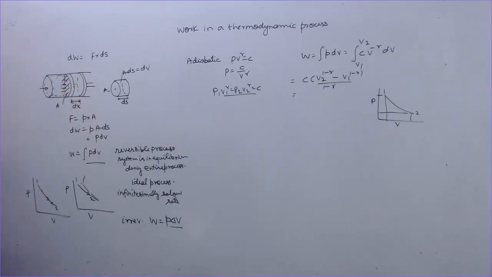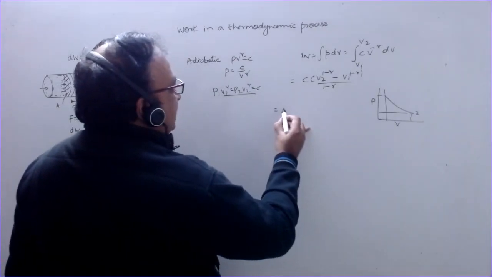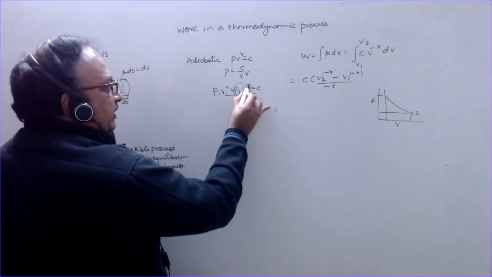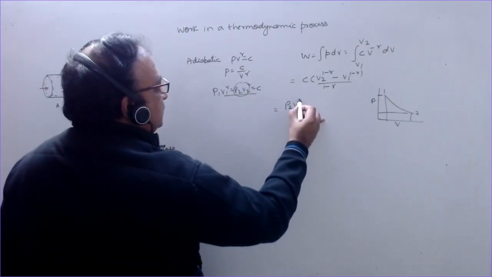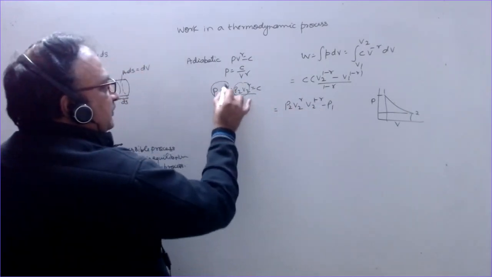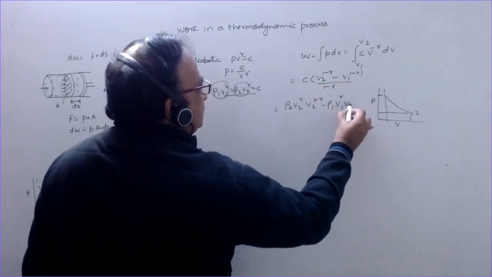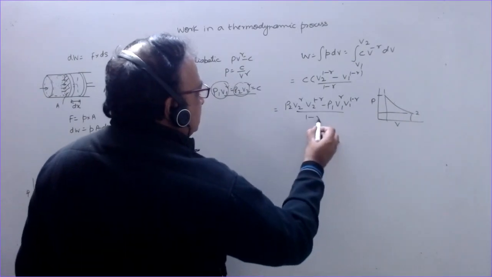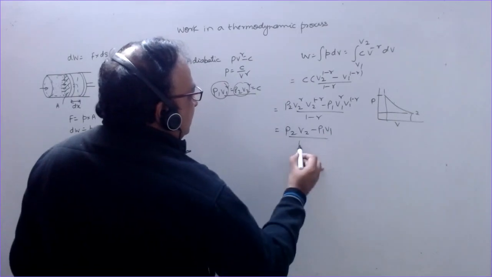If the system is being compressed, if I apply a force like this and the system is compressed, then work will be done on the system, that will be negative work. So I can write this work here is equal to C. Put the value of C, this value here, when you multiply this with V2, and this value of C when you multiply this with V1. So P2 V2 minus P1 V1 over 1 minus gamma.